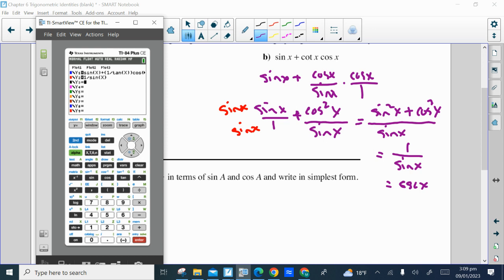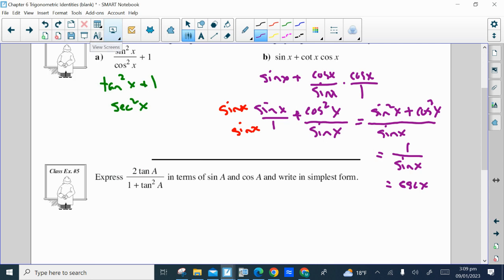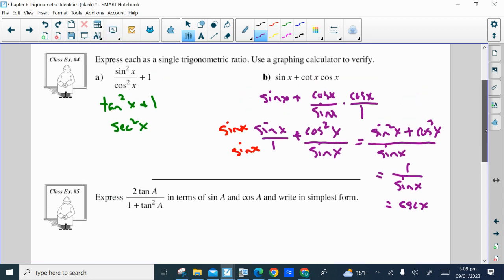So again, it's going to happen really fast. The two graphs will be drawn over top of each other. This shows that our simplified expression is equal to what we started with because the graphs are the same.